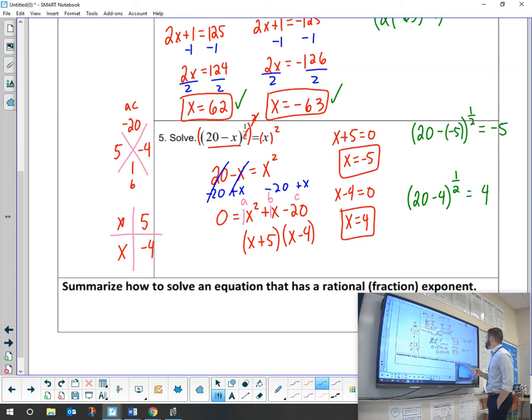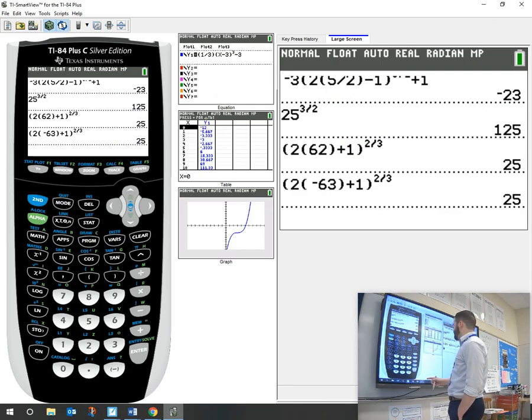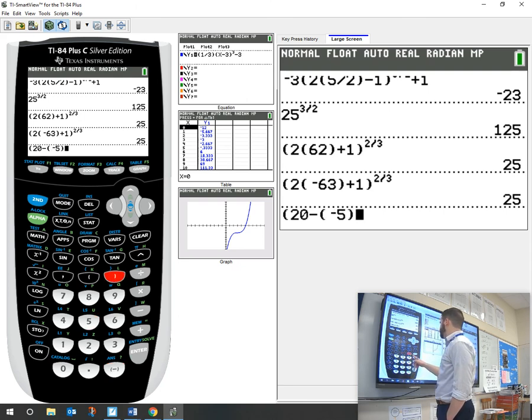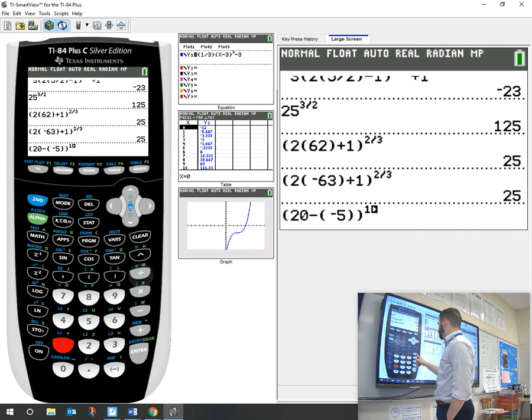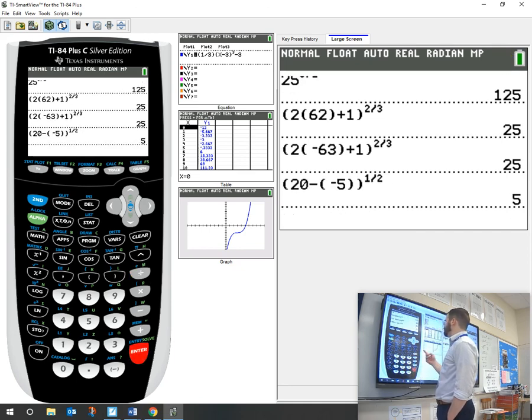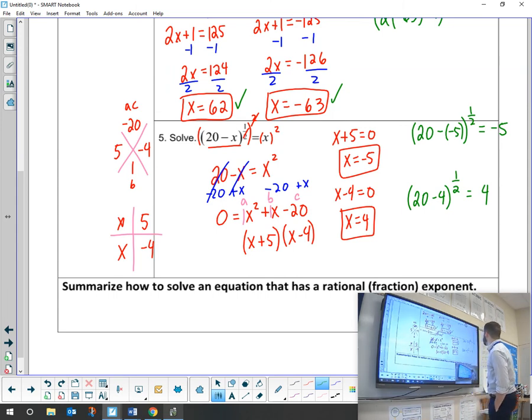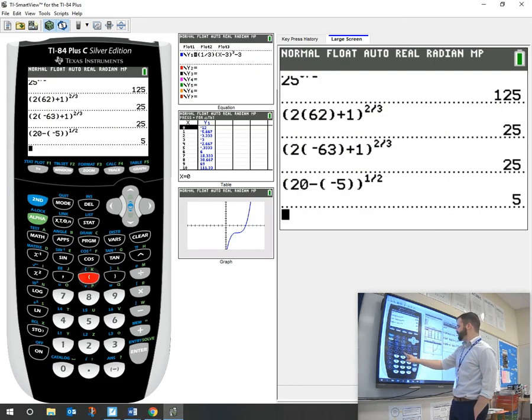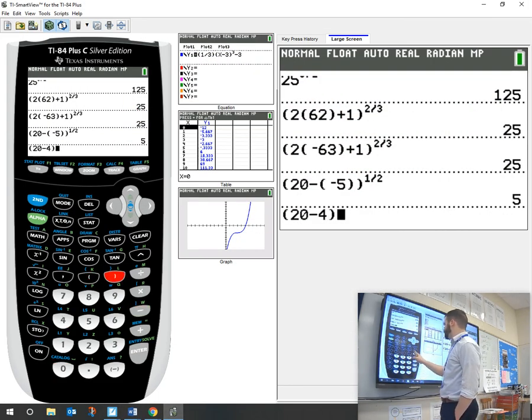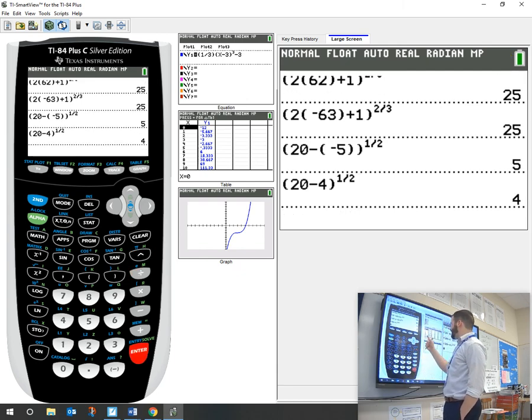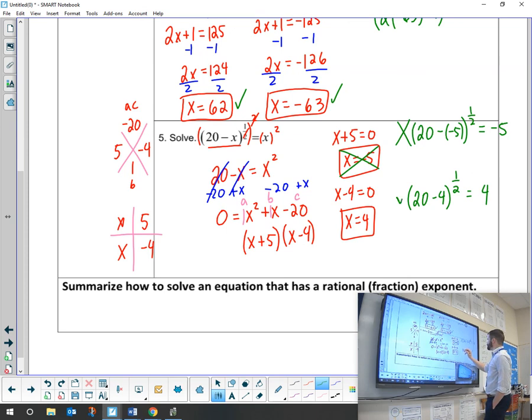So let's try our top one first. 20 minus a negative 5 raised to the power of 1/2. And we're asking, does that equal negative 5? No, it equals positive 5. So this one isn't going to work. What about 4? Let's try this one. 20 minus 4 to the 1/2. Does that equal 4? So 20 minus 4 to the 1/2. And hey, that equals 4. So this one checks out. So we only have one true answer on this one.